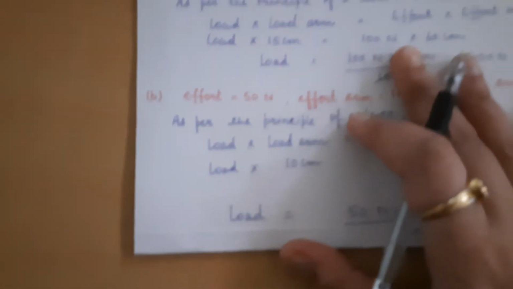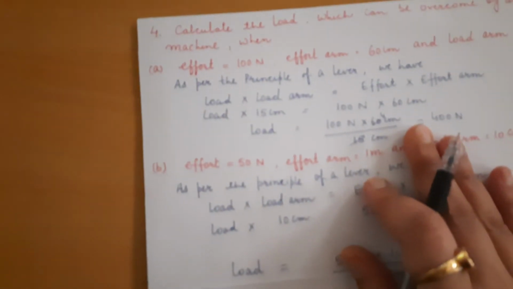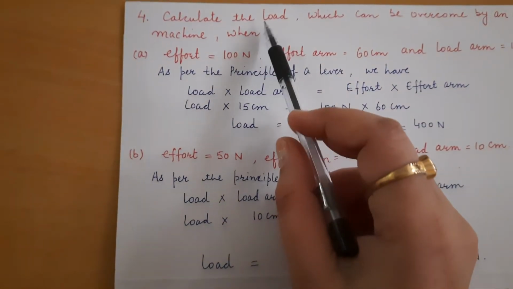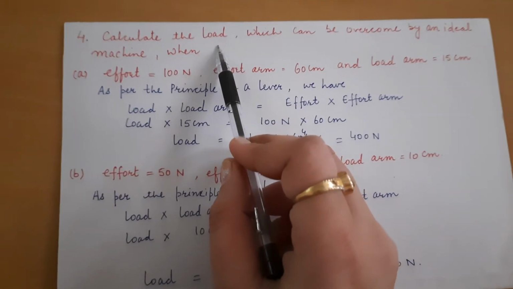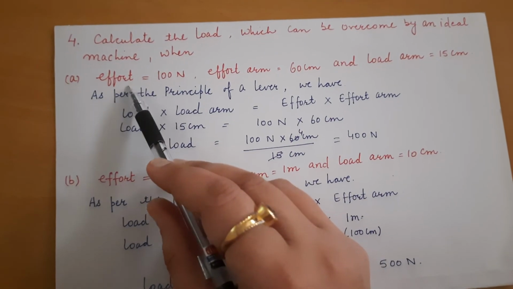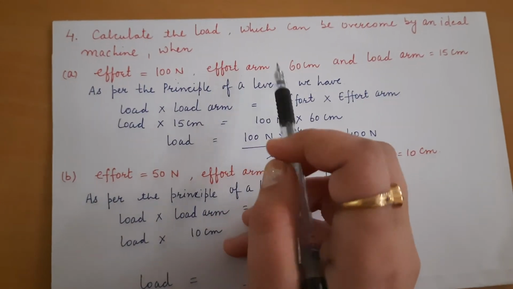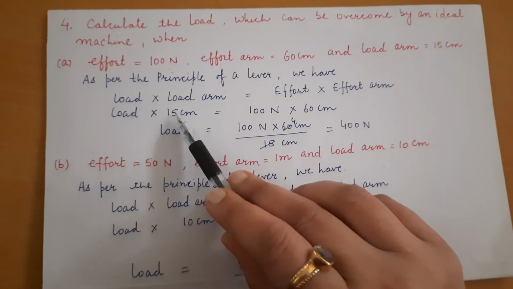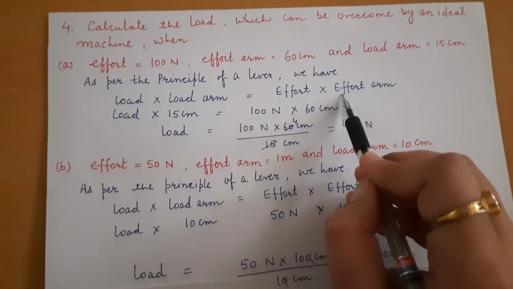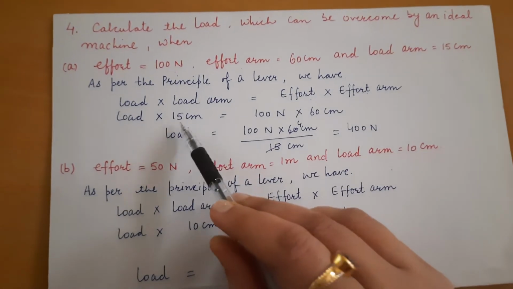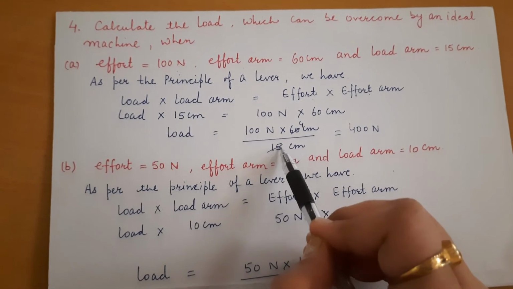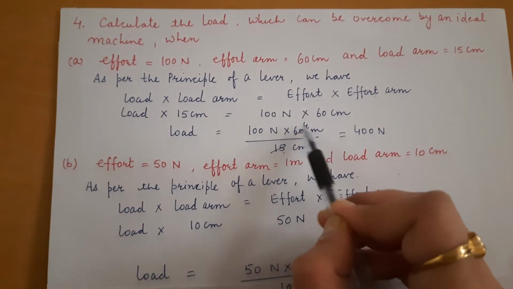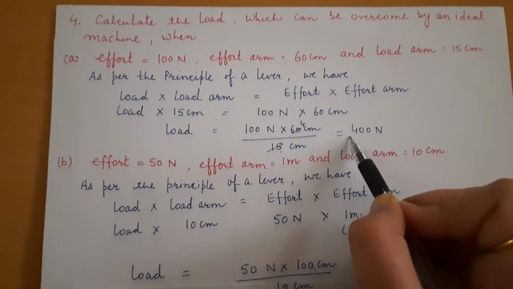In the fourth question, the same formula, the principle of lever, we will apply, but here earlier we were finding the effort. Now we have to calculate the load. Effort is equal to 100 Newton, effort arm is given 60 centimeter, load arm is 15 centimeter. So load into load arm is equal to effort into effort arm. We will put all values, and 15 will move to that side, and we can calculate the value of load. So 15 4s are 60, here 100 multiplied by 4 is 400 Newton.